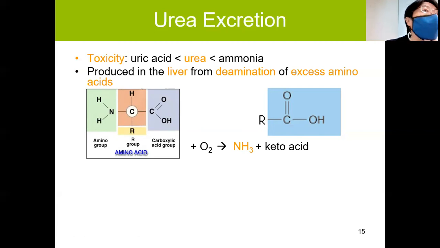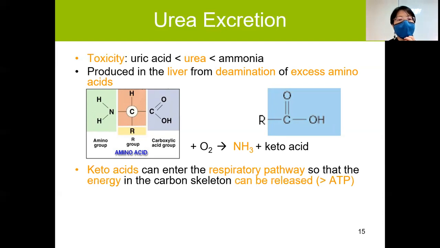But ammonia is so toxic that we have to actually convert it to urea. It's very toxic because why? It increases the pH, right? It's basic. Ammonia is basic. So we have to quickly convert it to something else. So this keto acid, which is a carbon skeleton, can enter the respiratory pathway so that the energy in the carbon skeleton can be released to form more ATP.